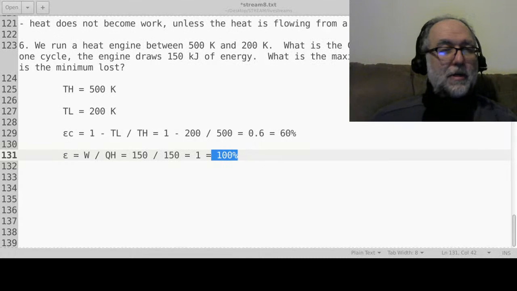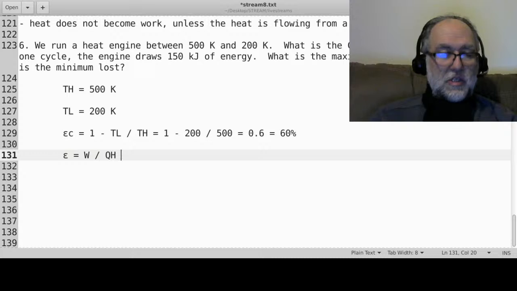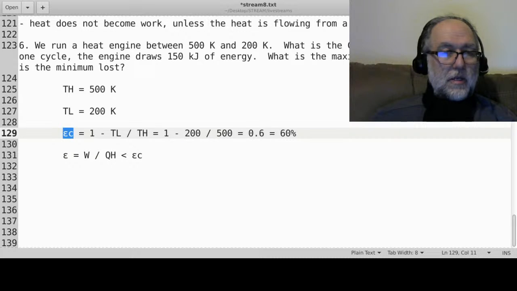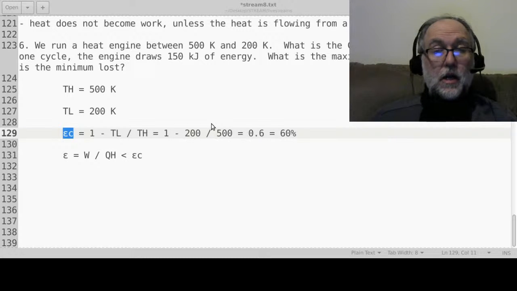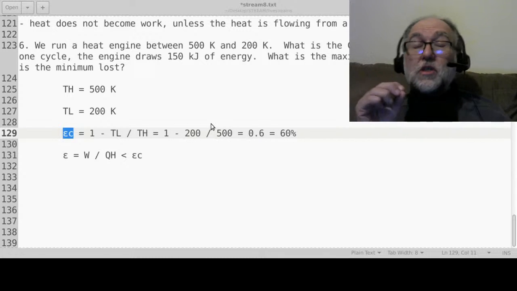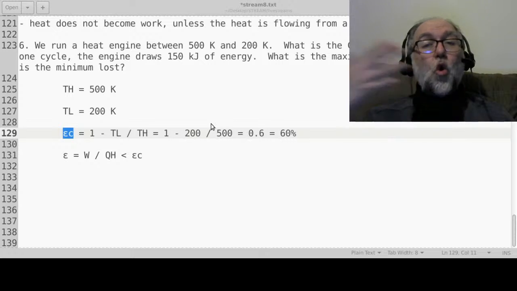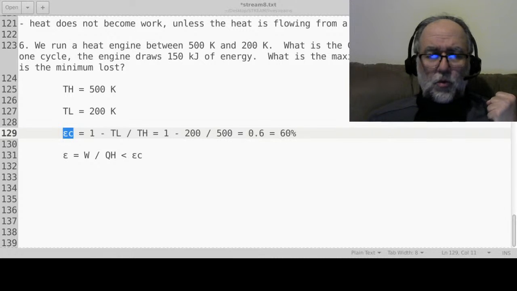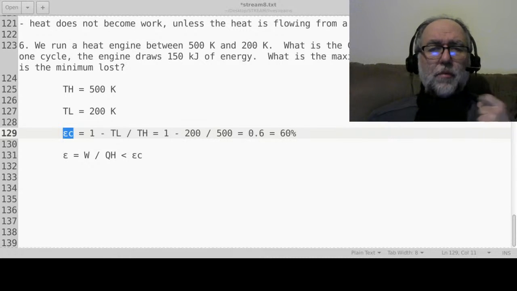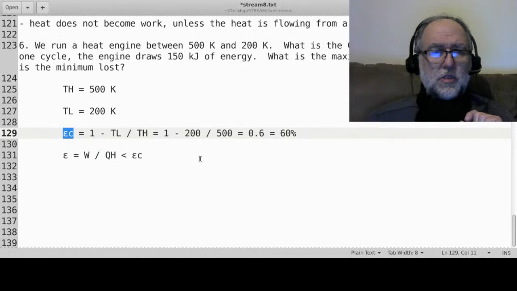But that can't happen. In fact, here's the rule. Whatever the true efficiency is, it has to be less than the Carnot efficiency. All engines always run at less than the Carnot efficiency. You can get really close to the Carnot efficiency, but you can't go over it. So the best you can ever do, and again, it's not a technological thing. It's not like you can come up with a more clever engine. It's simply that no engine can run at more than 60% with those two temperatures.